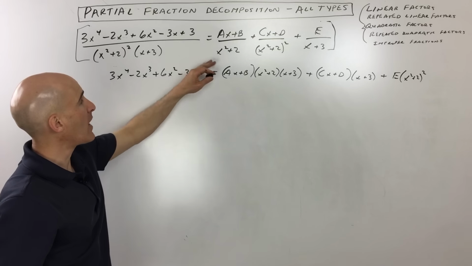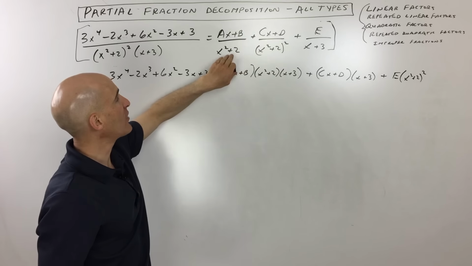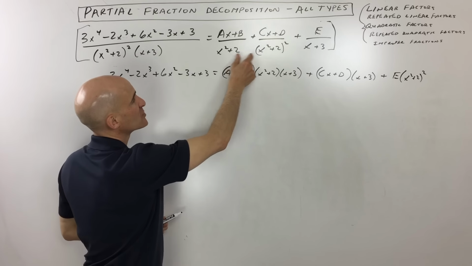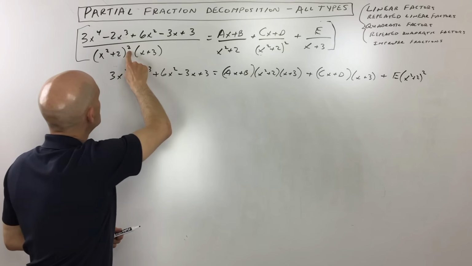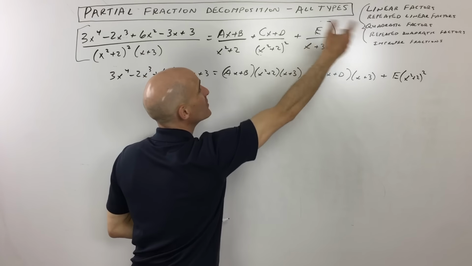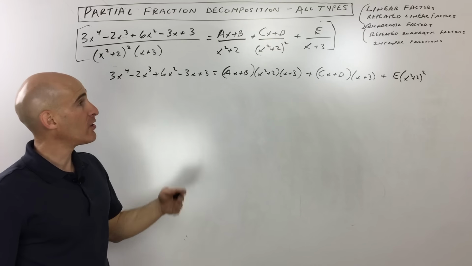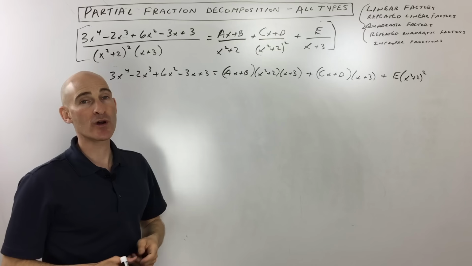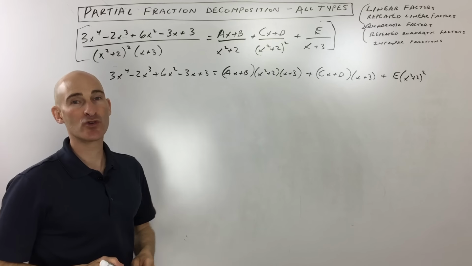But what I wanted to point out is that when it's a repeated quadratic like this, you have to consider that it could be x squared plus 2, x squared plus 2 squared. If this was x squared plus 2 cubed, then we would also have x squared plus 2 cubed. You want to consider all those cases, because we really don't know what the original fractions were before we combined them, and that's what we're doing. We're working backwards.